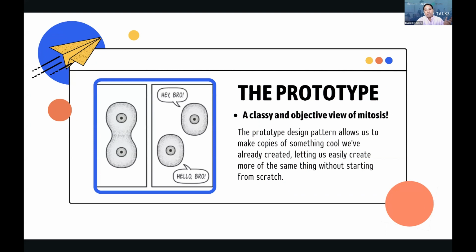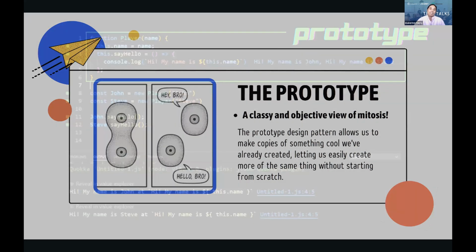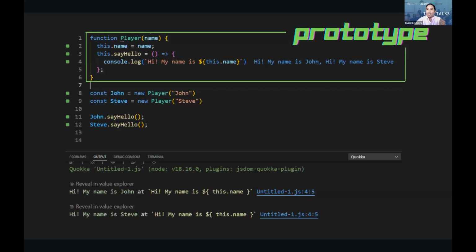The prototype design pattern allows us to make copies of something cool we've already created, letting us easily create more of the same thing without starting from scratch. In this example, we can see how the prototype pattern allows us to create new objects by copying the properties and methods of a prototype. Player prototype serves as a prototype for creating player objects. It contains the name property and the say hello method. To create players, we use the new keyword to create new player objects with a name passed in as an argument.